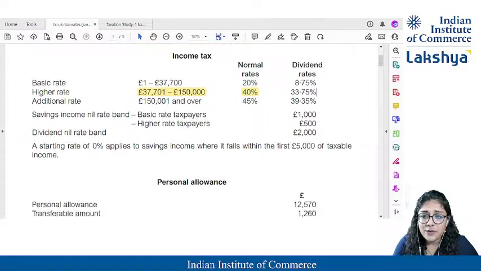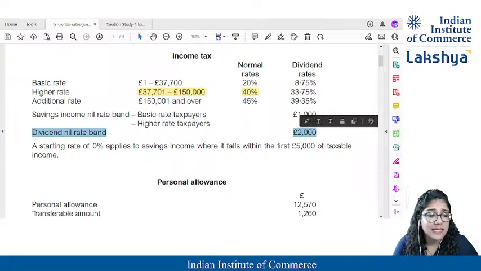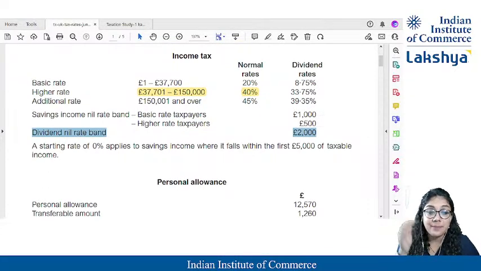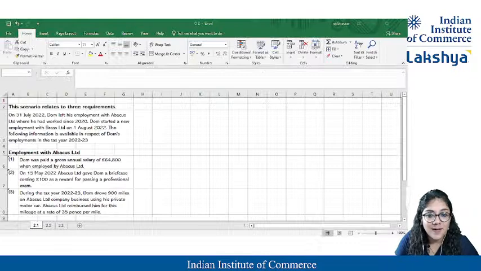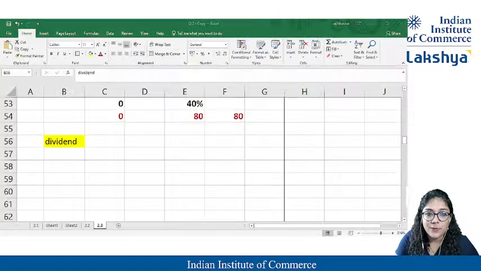For the initial 2000 of dividend, it is going to be zero, nothing more than that. If it is coming in the higher tax rate, it's 33.75, guys. For the initial starting savings income, first it should be zero, and then if it goes more than 5000, it has to be taxed. Cool. Students, need not worry. Everything is given in your question. So you are all very lucky with that. Let's go ahead with the dividend.